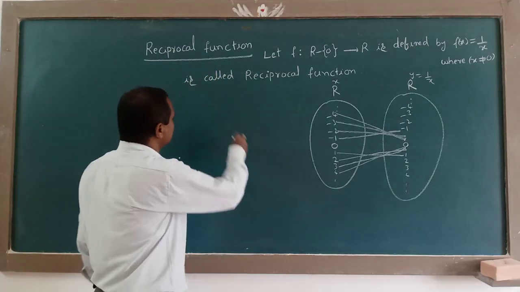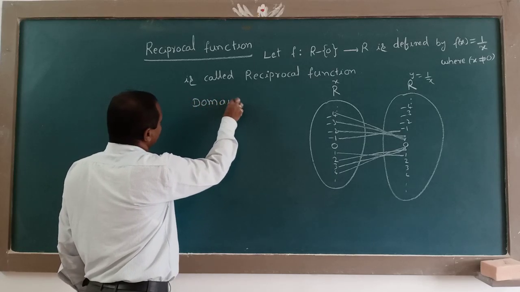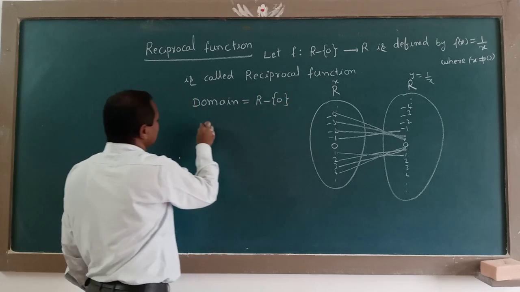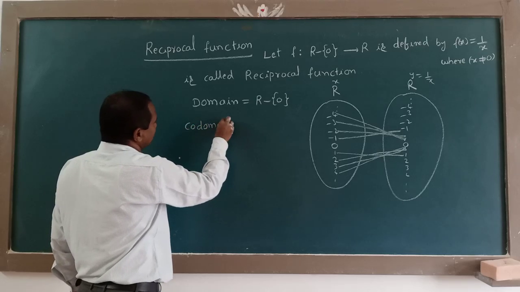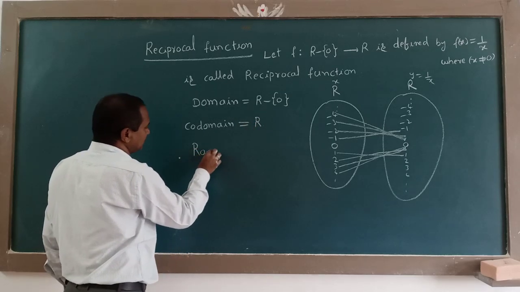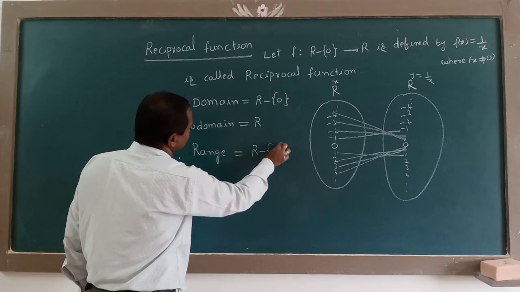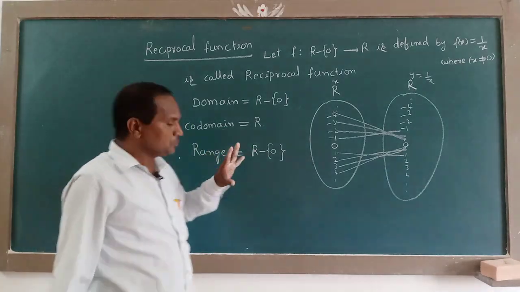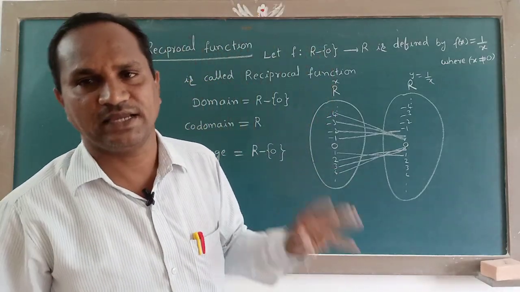Domain, codomain and range. Domain is equal to R minus 0 here. Codomain is equal to the set of all real numbers. Range is equal to R minus 0, the set of all non-zero real numbers here. Like that we are showing what is domain, what is codomain and what is range here.